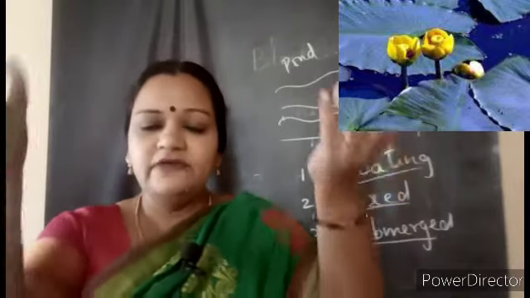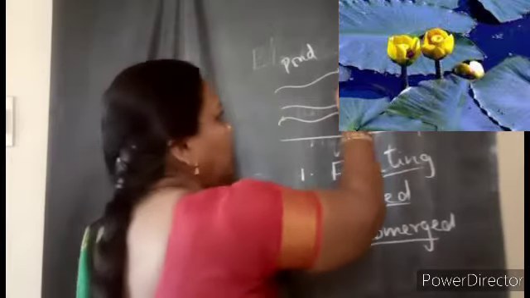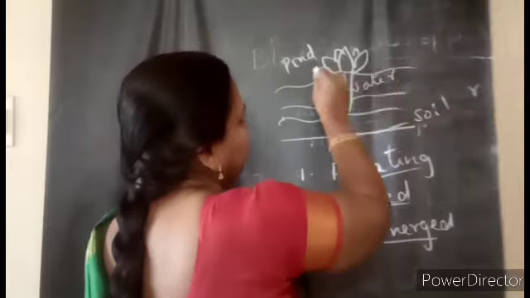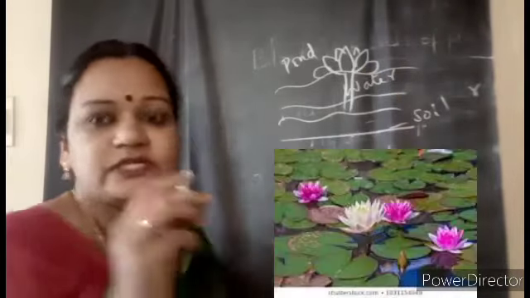Yes, they can move. Their leaves and flowers will be above. You have seen, no? Lotus or lily. Like this, they will be floating. Their stem will be like that. And also, you know, the leaves also will be seen outside.